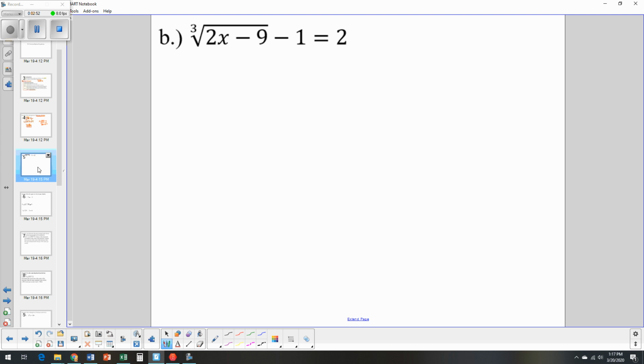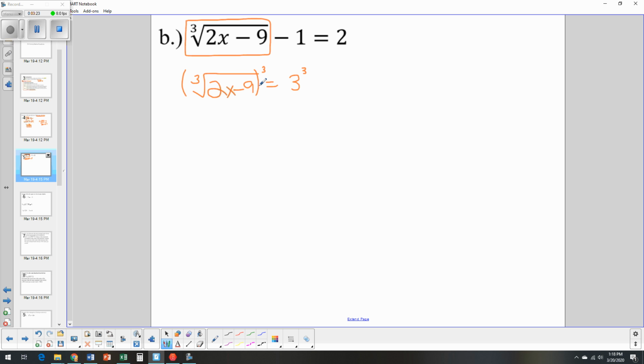Another example we'll do together here, we have a cube root problem. So again, I want to make sure that this piece is by itself, which means I have to get rid of the -1 first. So I'll start by adding 1. So we're going to get the cube root of 2x minus 9 is equal to, when I add 1, I get 3. We want to get rid of the cube root. So in order to do that, I'm going to raise both sides to the 3rd power.